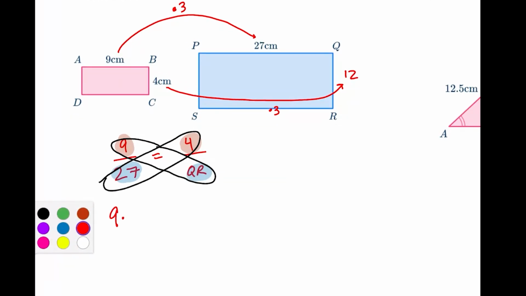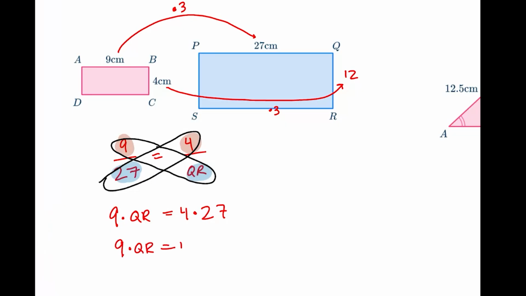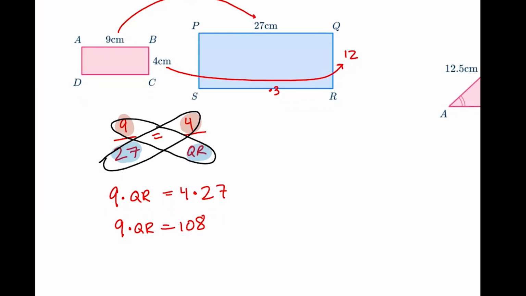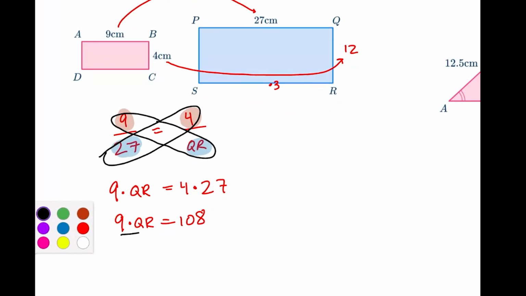So 9 times this length QR equals 4 times 27. And you're probably going to want a calculator for 4 times 27. Let's see what that would be. 108. So 9 times that side length QR equals 108. And then if we divide both sides by 9, 108 divided by 9, we should get the answer that we had earlier, which is 12.